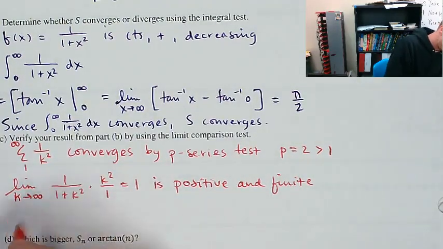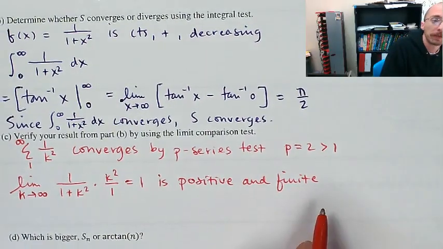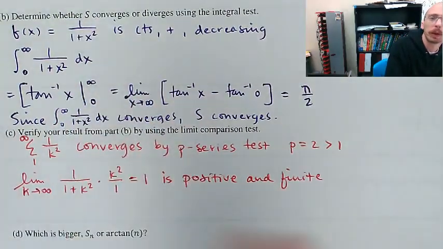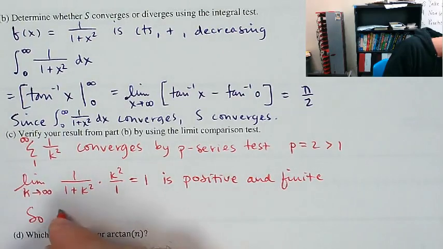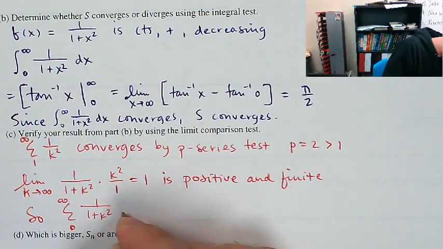Therefore, since I know this one converges and the limit is positive and finite, I know that the other one converges by limit comparison. So from 0 to infinity, 1 over 1 plus k squared.